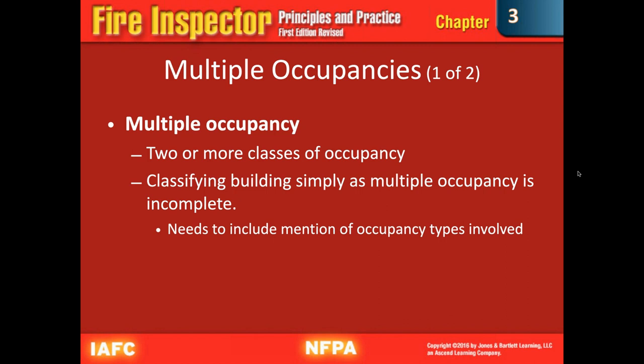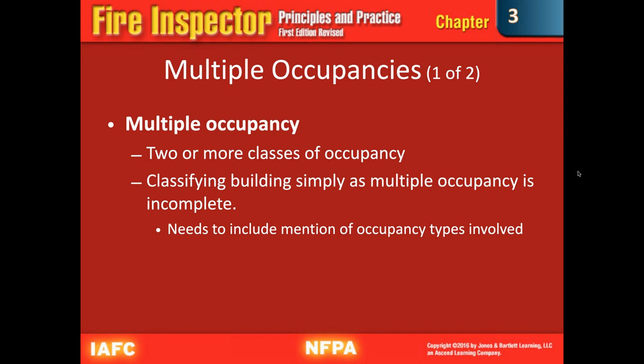So a multiple occupancy is a building or structure in which two or more classes of occupancy exist. They're required to comply with the general requirements for multiple occupancies, requirements for mixed or separate occupancies, and classifying a building simply as multiple occupancy is an incomplete classification. You can't just say multiple. You actually have to list which ones it is. So it needs to include mention of occupancy types. If it's going to be part storage, part assembly, or part assembly, part hotel, which is actually pretty common, those kind of things.